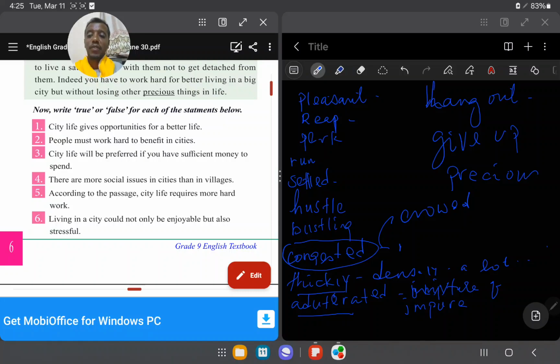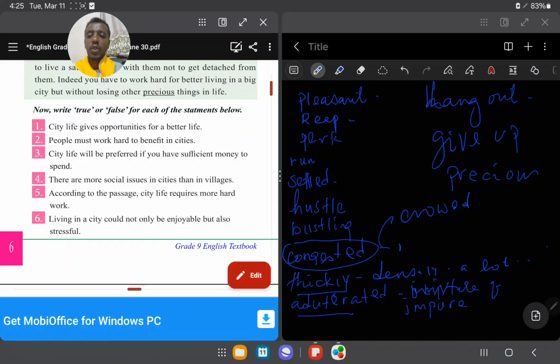Number 3, city life will be preferred if you have sufficient money to spend. City life is better. Yeah, it is better if you spend more money. There is more opportunity here in towns or cities.